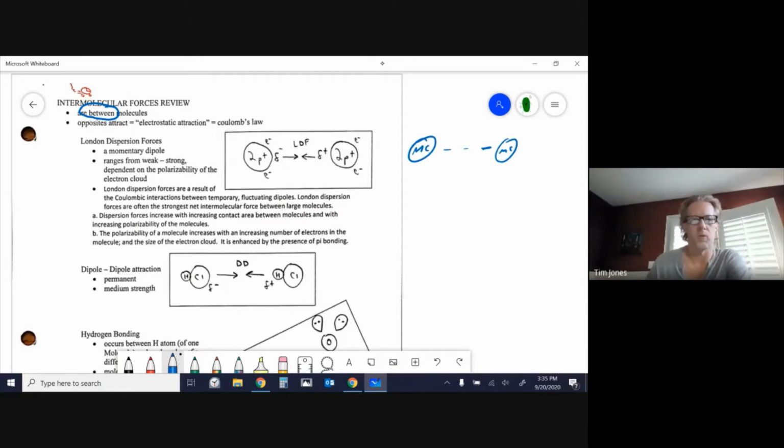Now, the result that usually comes up here between two molecules is an opposite charge attracting. Fancy word for that is electrostatic attraction. And of course, the strength is based on Coulomb's law that's been discussed earlier. So we'll look at the three common ones: London dispersion, dipole-dipole, and hydrogen bonding.